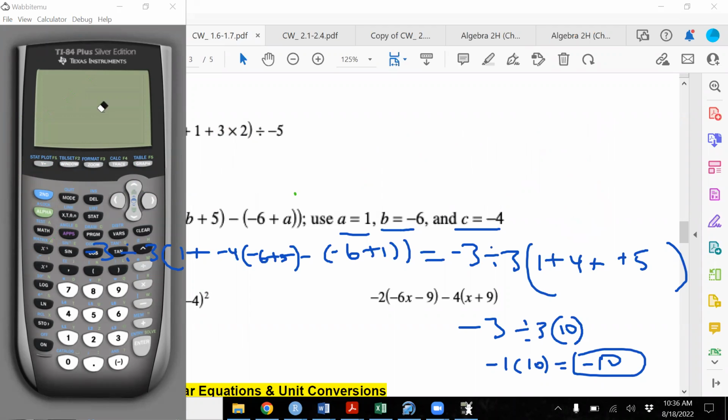Yeah, if I were to do this, let's turn this guy on. So I did negative 3 divided by parentheses. Actually, I'll do a 3 here. Then parentheses, and then 1 plus negative 4 parentheses negative 6 plus 5 parentheses minus parentheses negative 6 plus 1 parentheses parentheses. Yep, you get negative 10. Those are good.